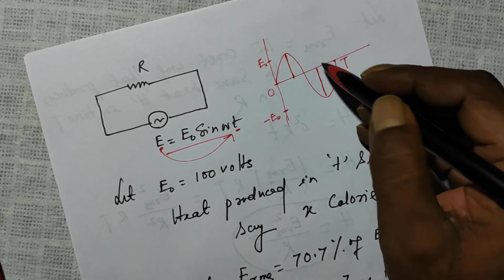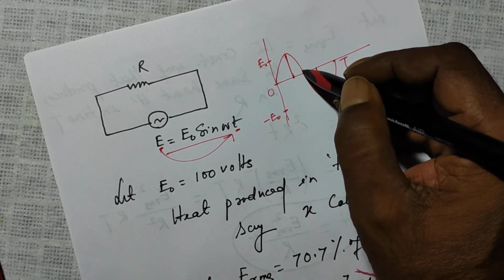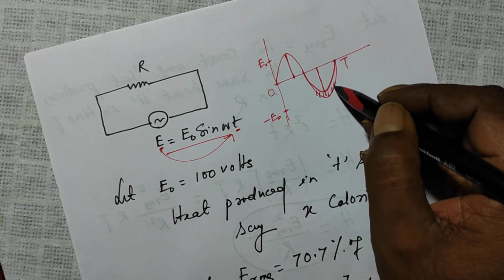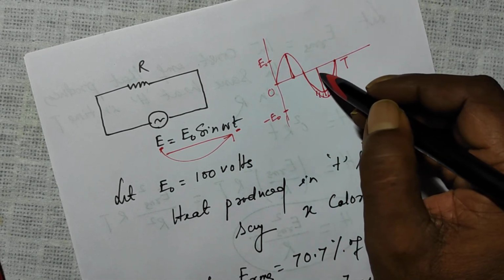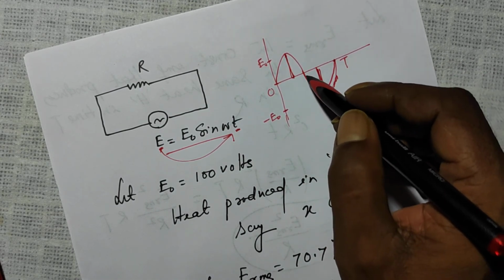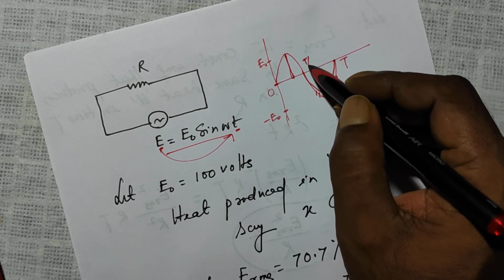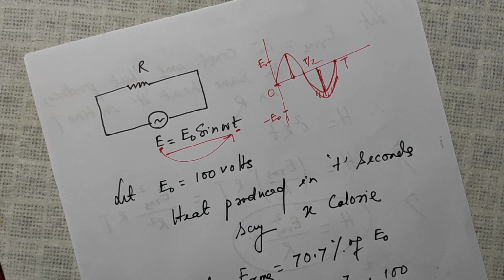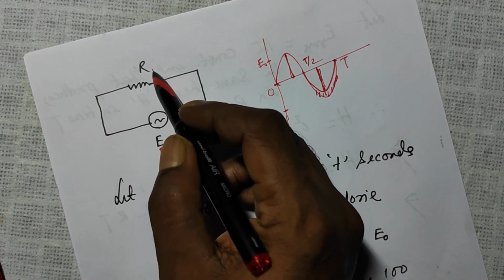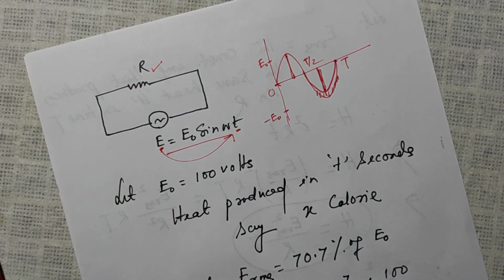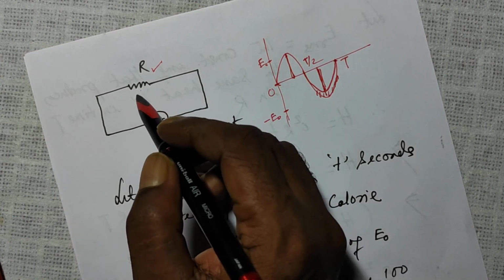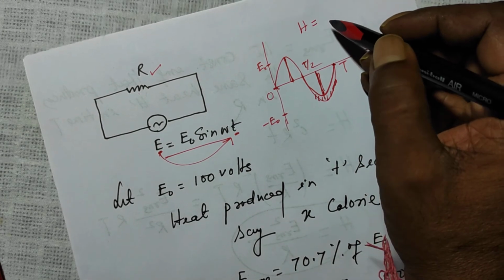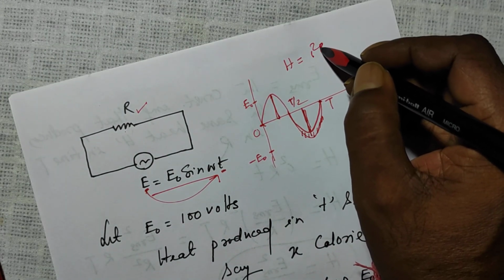This amplitude and this amplitude are the same, and from here to here is T by 2. From here to here is T. Such an alternating voltage is applied across this resistance, so some heat will be produced here. We know heat produced H is equal to I square R T.